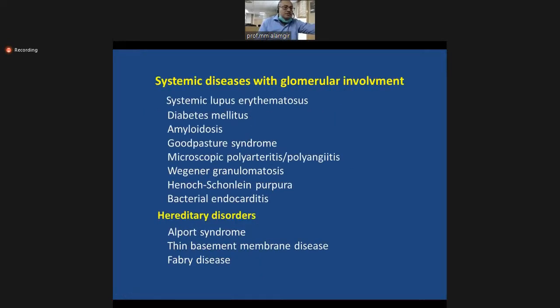Then there are certain systemic disorders, we all know, which involve renal glomeruli: systemic lupus erythematosus, diabetes mellitus, amyloidosis, Goodpasture syndrome, and so on and so forth. So they may all involve renal glomeruli and they may result in nephritic syndrome or nephrotic syndrome. Then we have hereditary disorders such as Alport syndrome, thin basement membrane disease, and Fabry's disease. So this is a classification you need to remember while considering primary and secondary glomerular diseases.